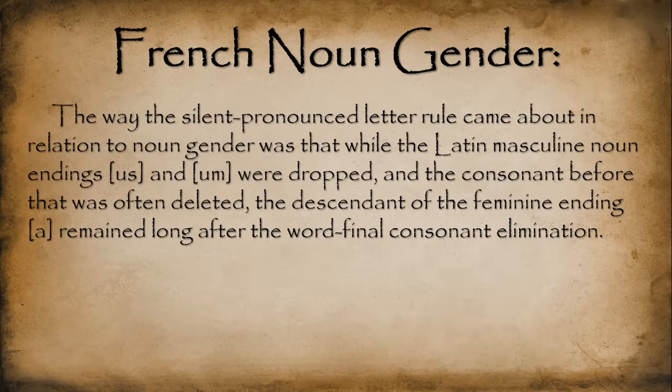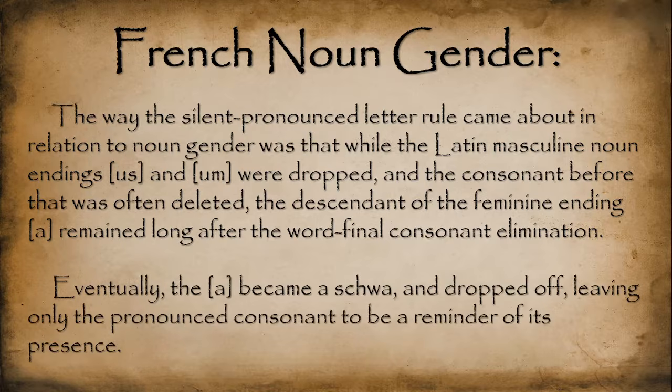The way the silent pronounced letter rule came about in relation to noun gender was that while the Latin masculine noun endings -us and -um were dropped, and the consonant before that was often deleted, the descendant of the feminine ending -a remained long after the word final consonant elimination. Eventually, the a became a schwa and dropped off, leaving only the pronounced consonant to be a reminder of its presence.